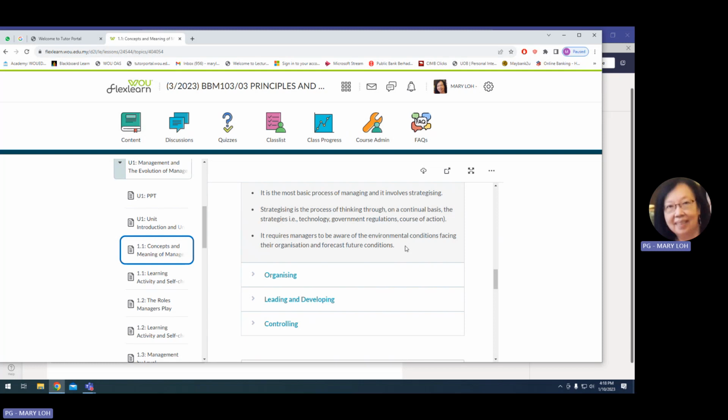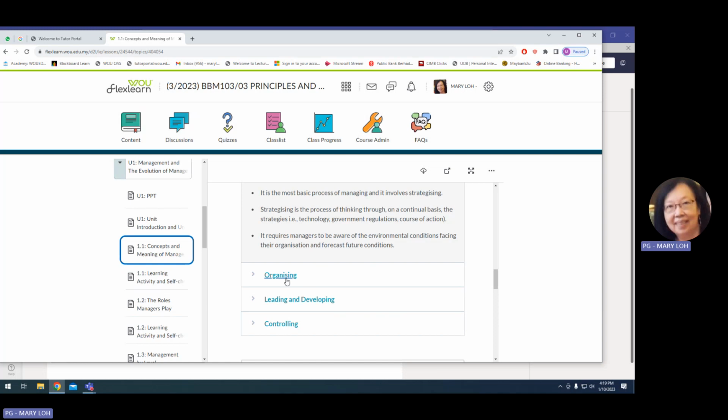This is mainly for your general understanding of the four functions of management. If you really want to go into detail, you need to refer to another set of notes that I will indicate to you later, with a more detailed explanation. So the next one you want to write is actually on organizing.